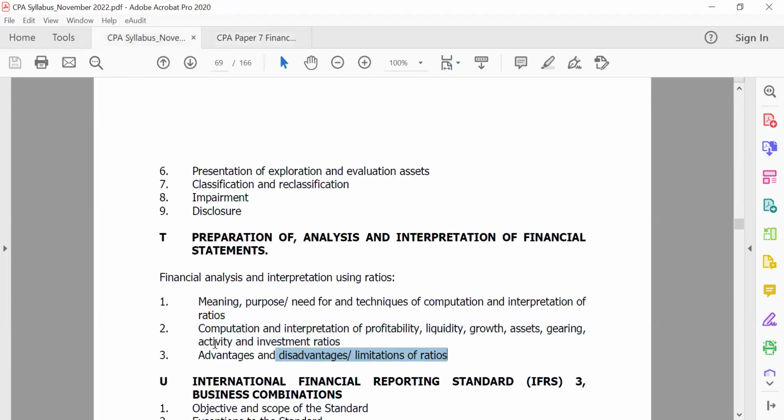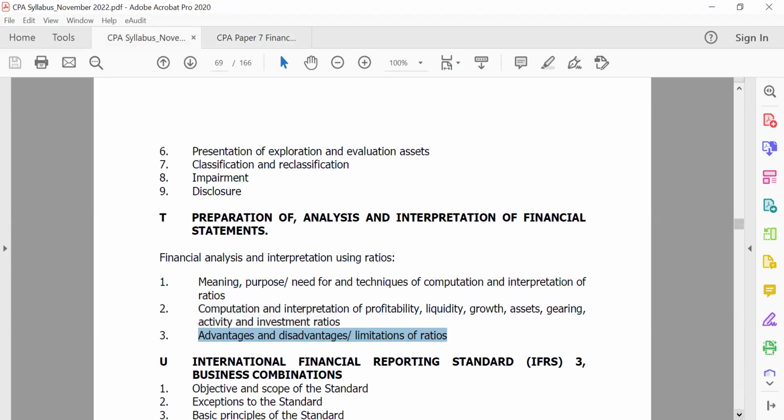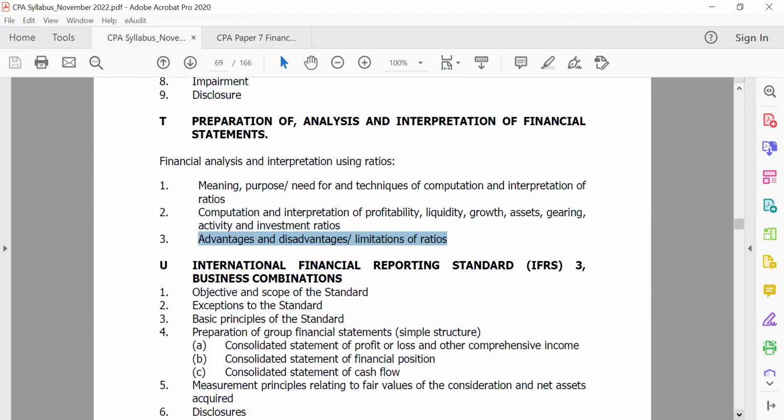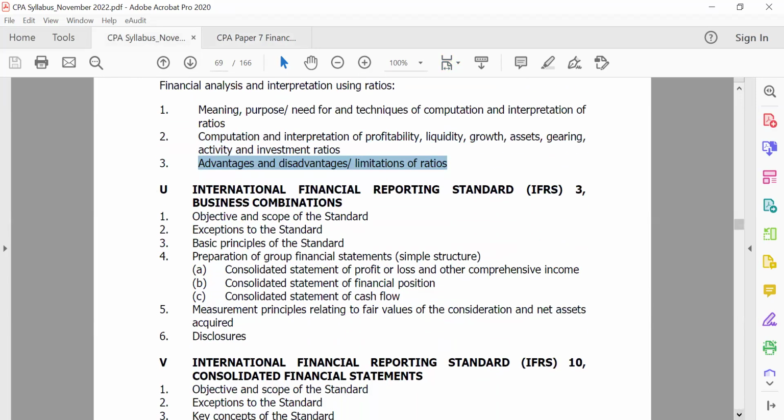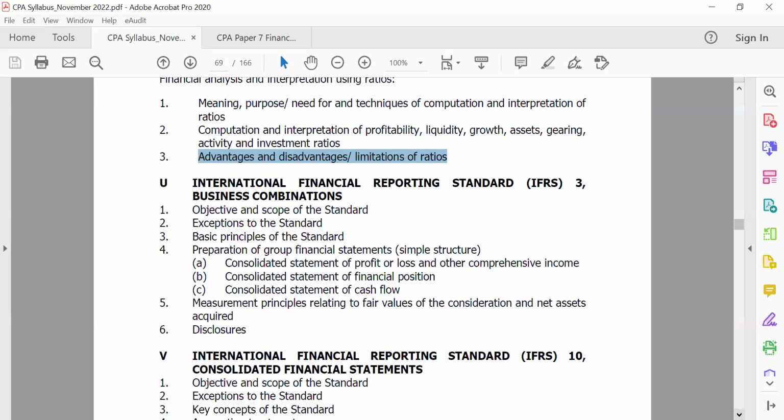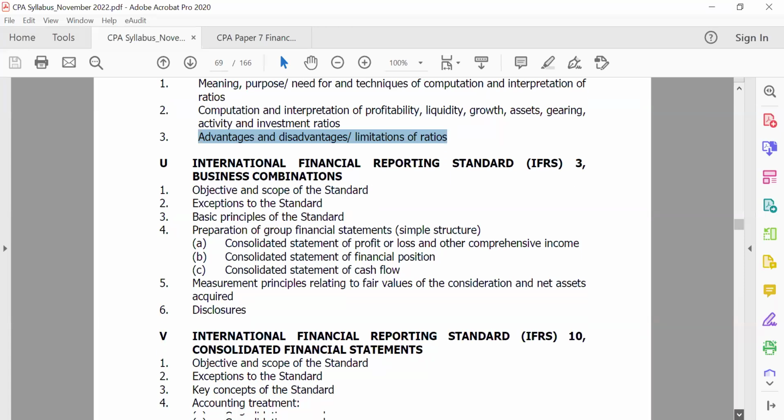Of course, disadvantages and limitations of ratios. Some of these theory parts are very helpful because the examiner can just bring 5 marks on it, and it would really save you that 48 or 49 on this.